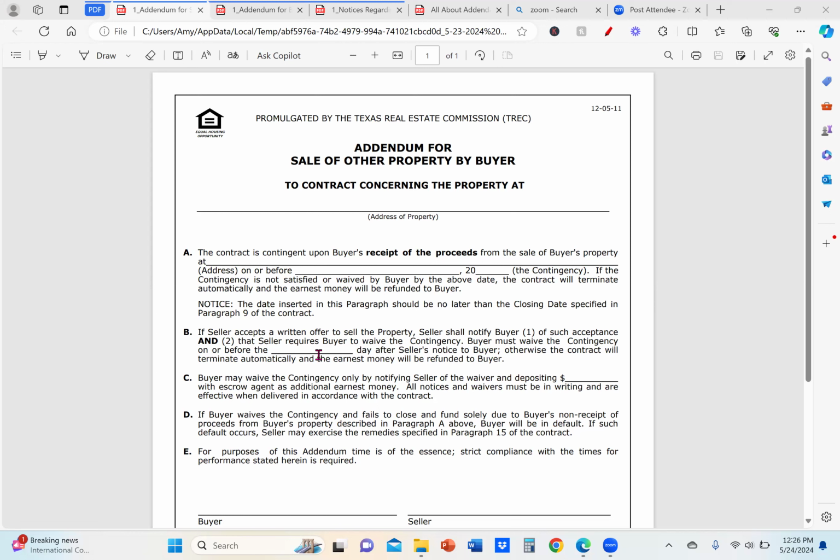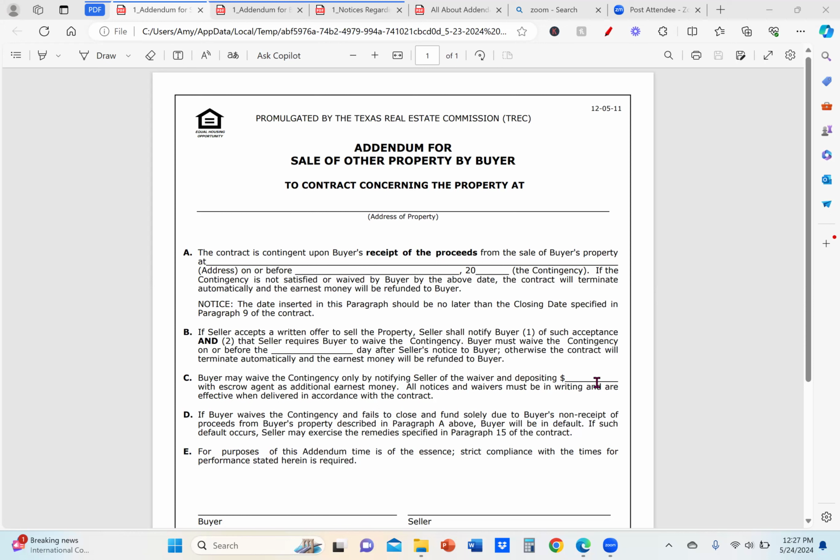Also note that a buyer shouldn't waive his contingency unless he has the funds in hand, or at the very least a clear to close on his property. If you're representing the buyer, you should also encourage him to speak to their lender before waiving it as well. In paragraph C, it says that if a buyer agrees to waive their contingency, they must notify the seller and must deposit additional earnest money within 3 days. That notice we'll go over here in a second.